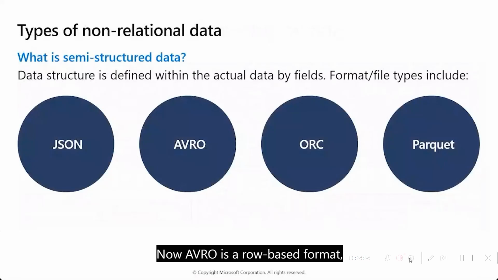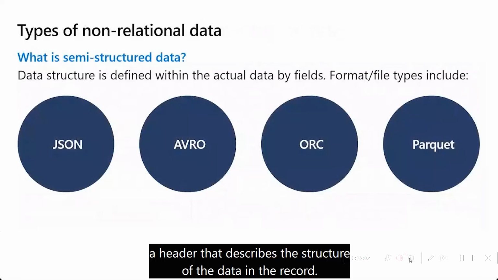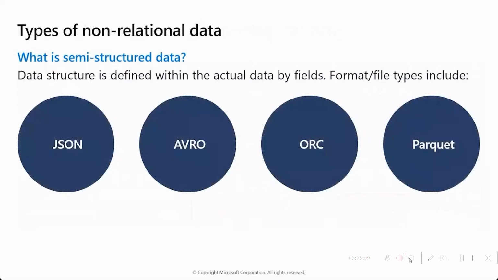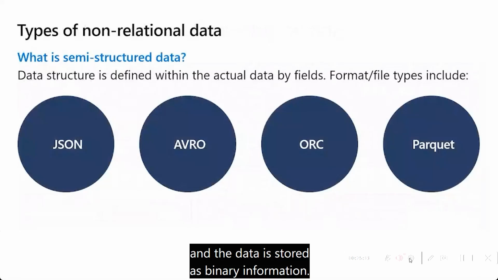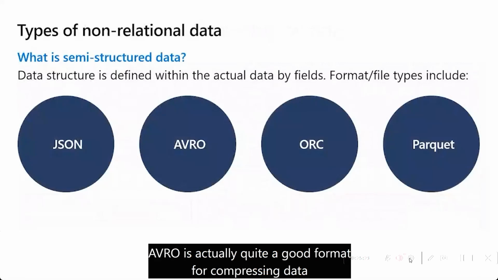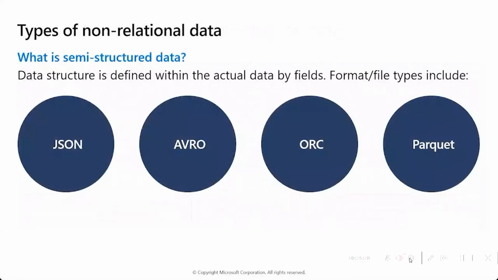Now, Avro is a row-based format. It was actually created by Apache. Each record contains a header that describes the structure of the data in the record. The header is actually stored as JSON, and the data is stored as binary information. So an application will typically use a header to parse the binary data and extract out the fields that it contains. Avro is actually quite a good format for compressing data and minimizing storage and network bandwidth requirements.